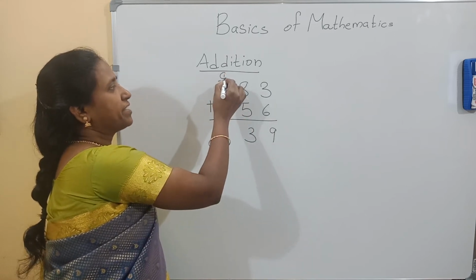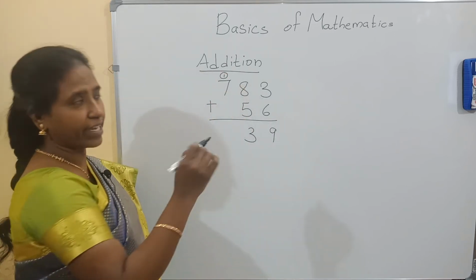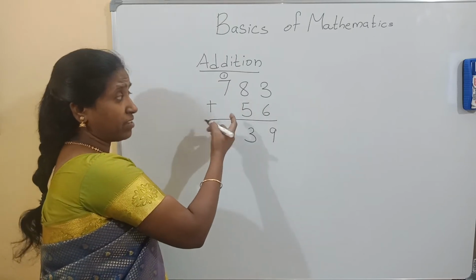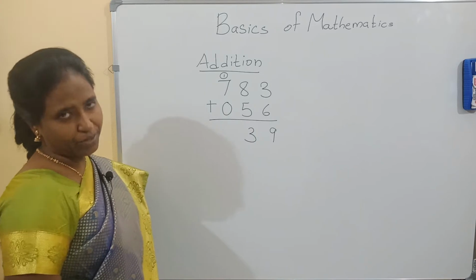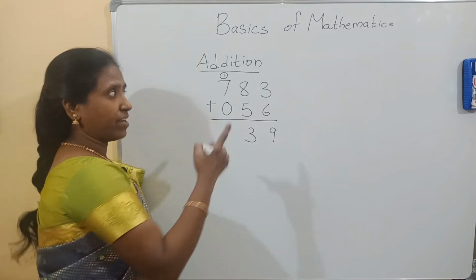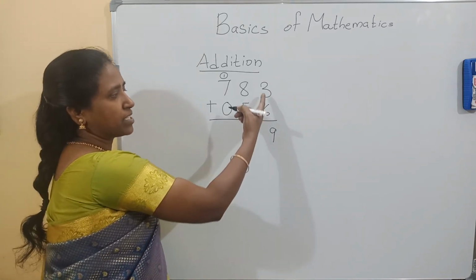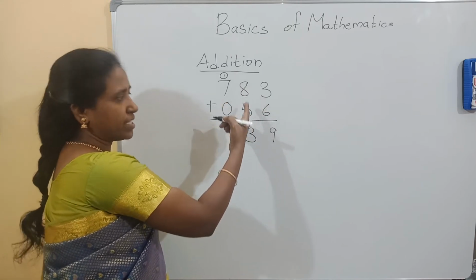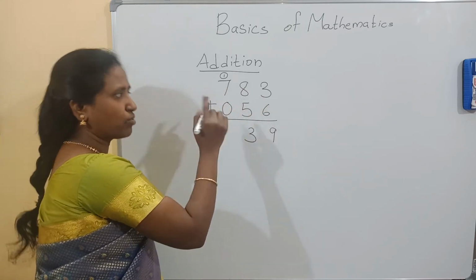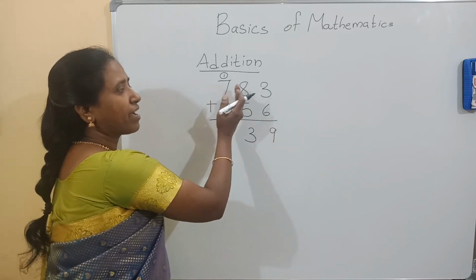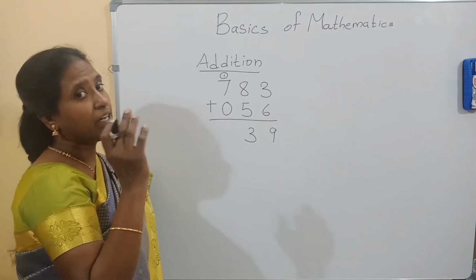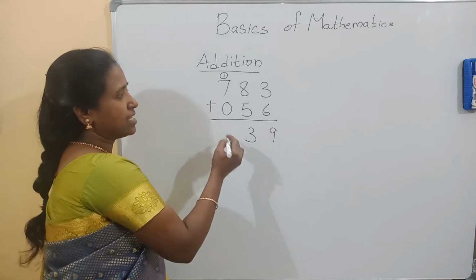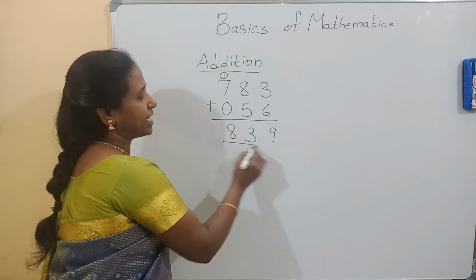Put the carry here itself so that you won't forget to add it. And then if there is an empty place, put a 0 in order to avoid confusion. And then always write the ones place number below the ones place, tens below the tens and hundreds below the hundreds, and leave a gap between each place so that you will have clarity while calculating. 7 plus 1 is 8.